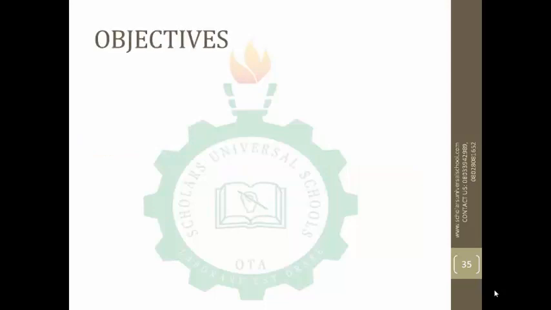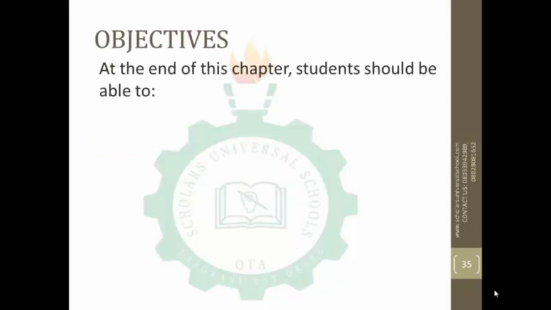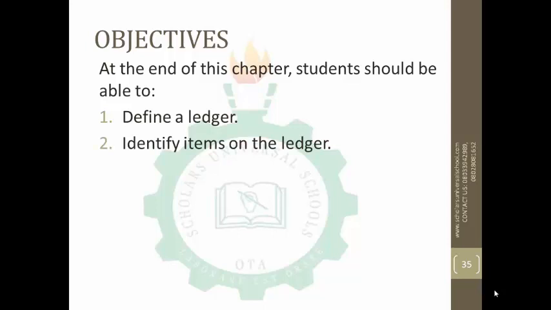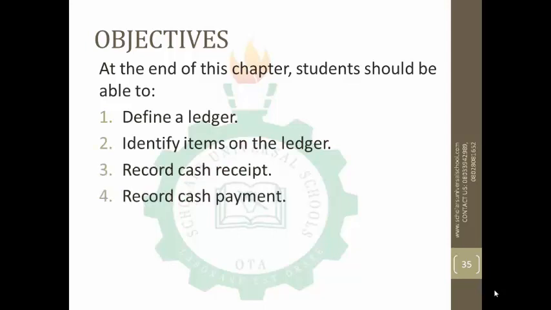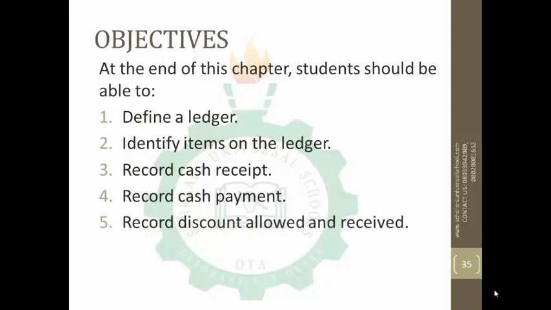And at the end of this class, we're supposed to know about ledger. You should be able to define ledger. You should be able to identify items on the ledger. You should be able to record cash receipts. You should be able to record cash payments. You should be able to record discount allowed and discount received transactions. You should be able to make contra entries in the ledger.